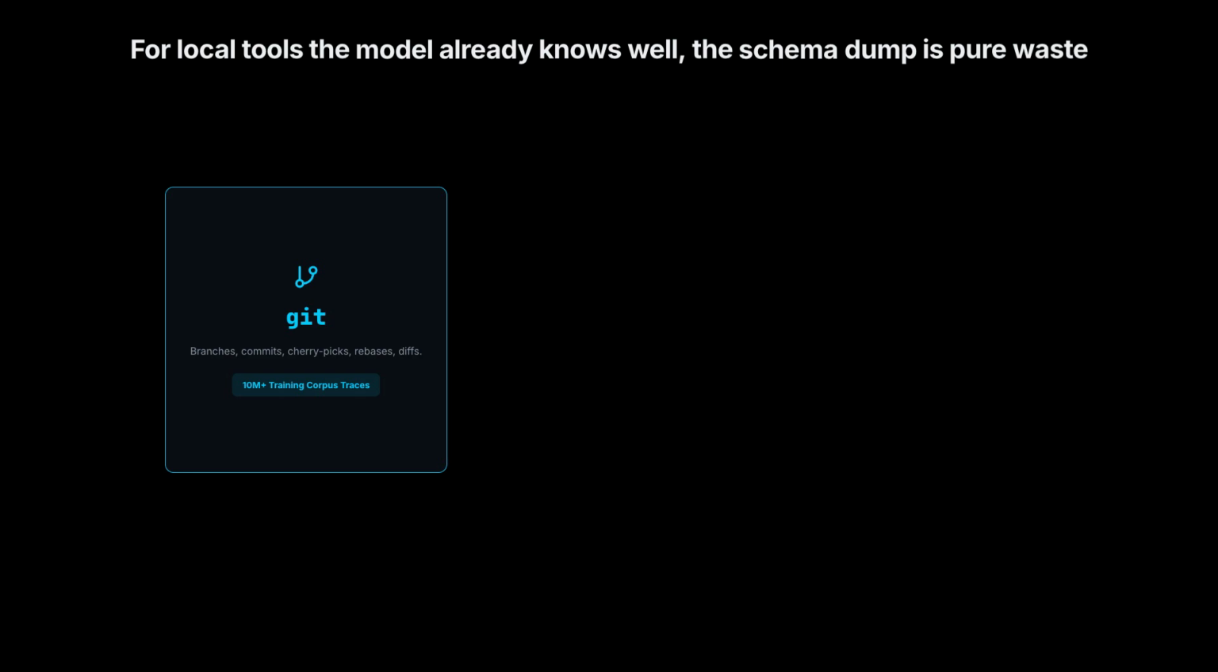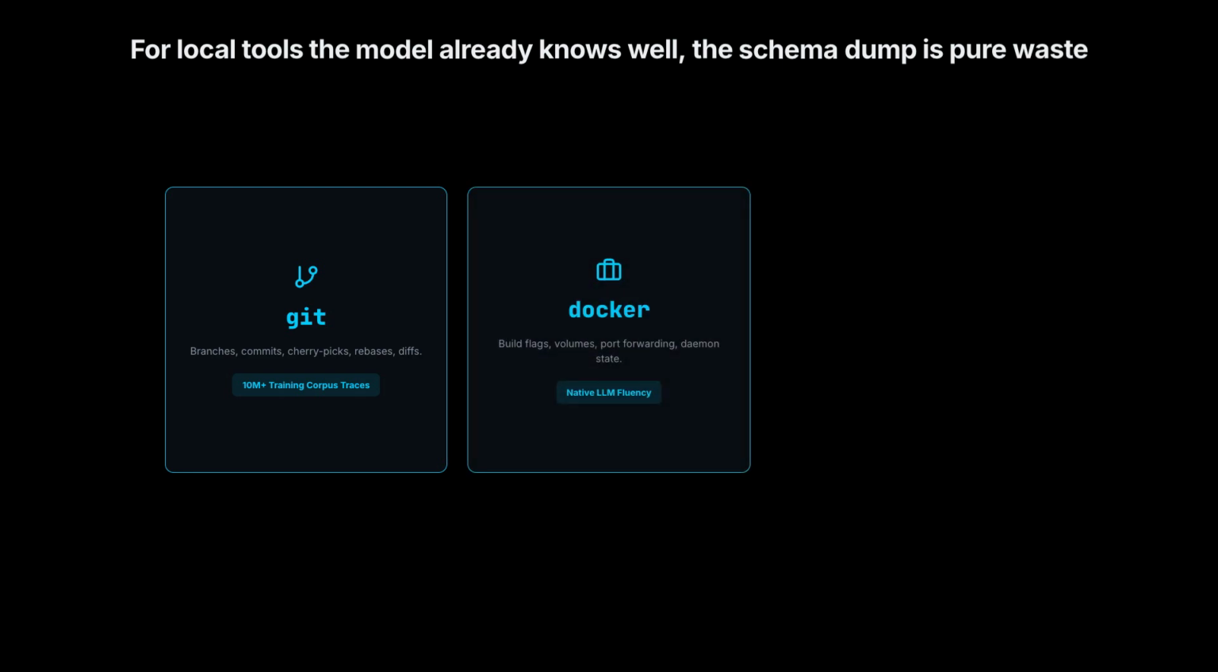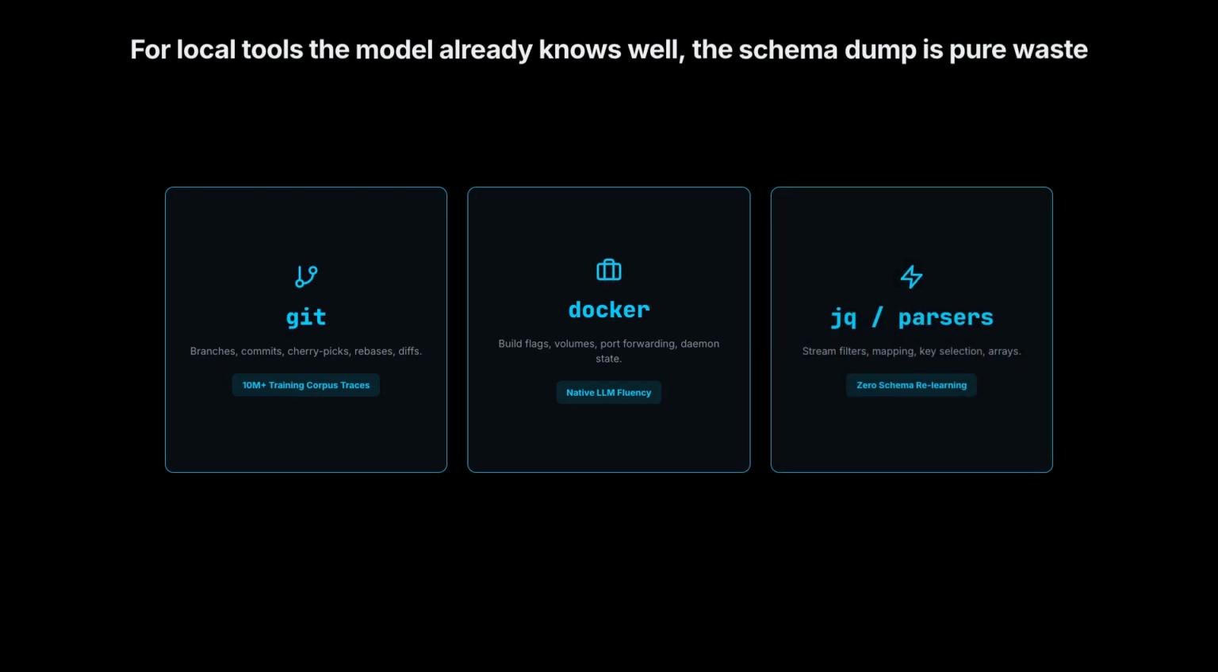Here is the key insight. For local tools the model already knows well, the schema dump is almost pure waste. That means Git, Docker, or a JSON parser. It has seen these tools a million times. So how did we get here?